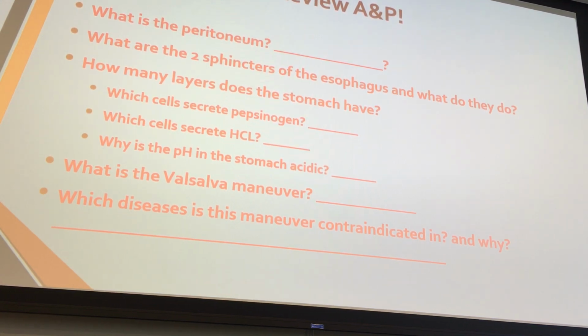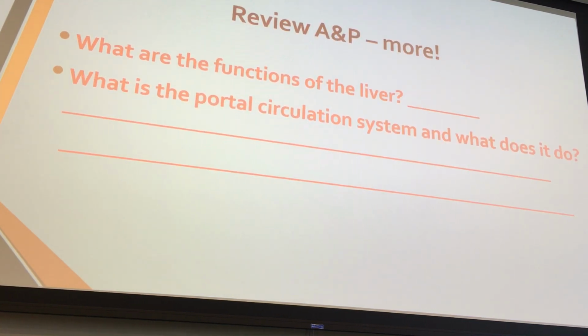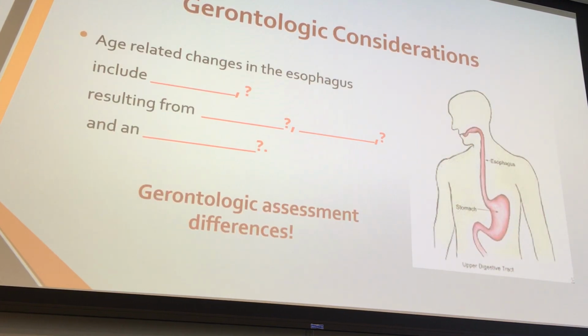Yeah, you got it. Okay, functions of the liver, you guys know that. We talked about it yesterday. You know what the portal circulation system is and what it does. Okay, let's focus in on the geriatric considerations. And these are really, really specific. It's very important that you understand the differences.